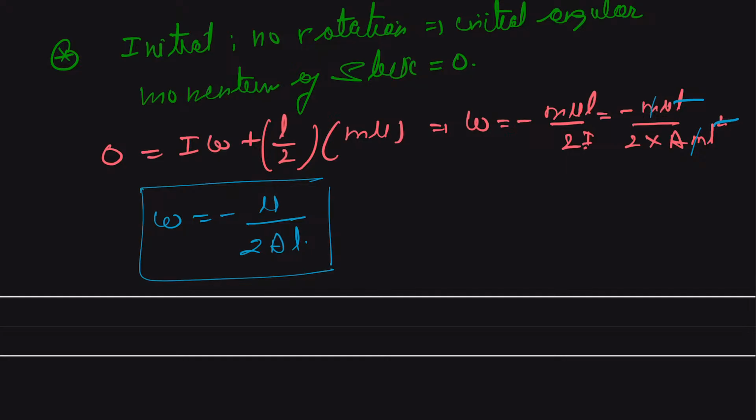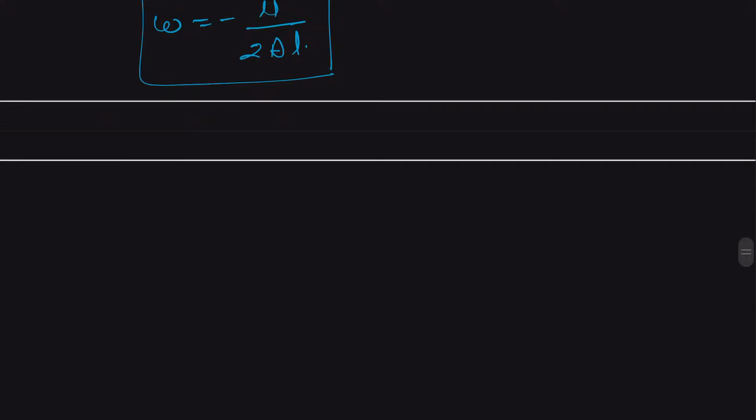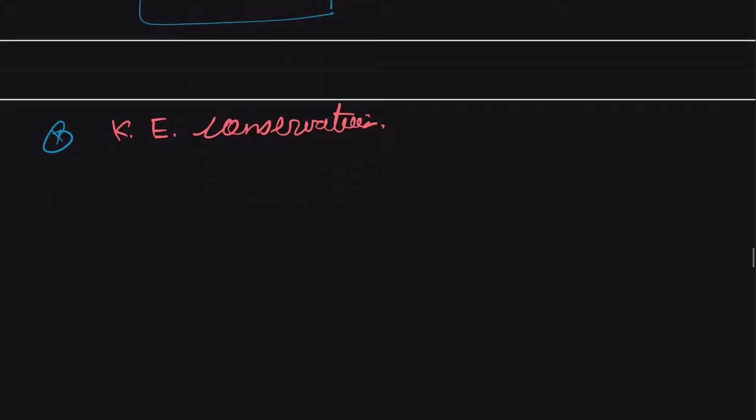Next, we can use the conservation of kinetic energy also. So we can say that kinetic energy conservation: initial will be equal to final kinetic energy. So initially we have only 2m v naught square, which is equal to the kinetic energy associated with our center of mass plus our rotational kinetic energy and the kinetic energy that is associated with our ball, m u square.